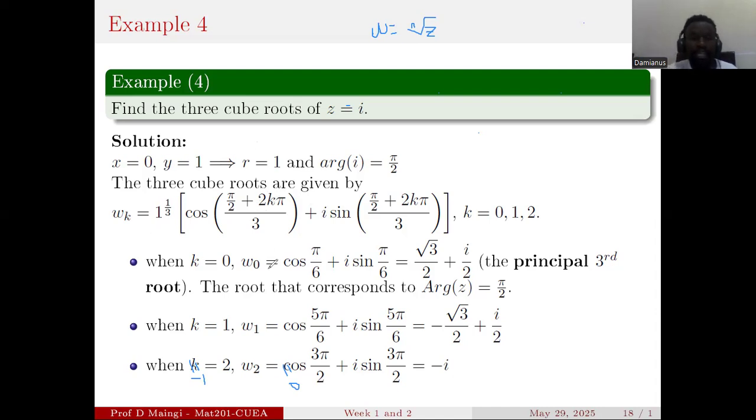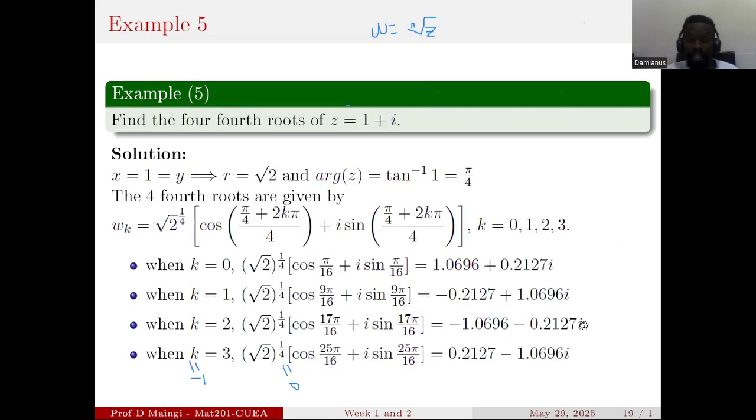So when k is 2, this will be pi over 2 plus 4 pi over 3. Taking the LCM, it will be 8 pi plus 1 is 9 pi. So it's 9 pi over 2 over 3. So the 3 divides the 9 and becomes 3 pi over 2. And so, ladies and gentlemen, these are the three roots, the 3 cube roots of z equals i.